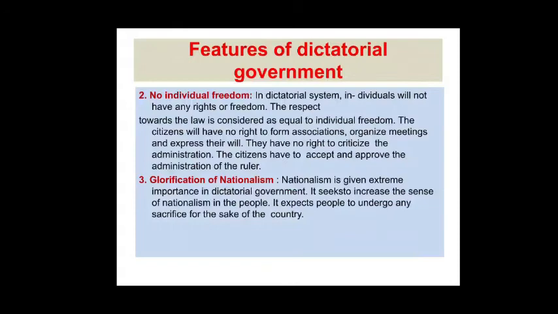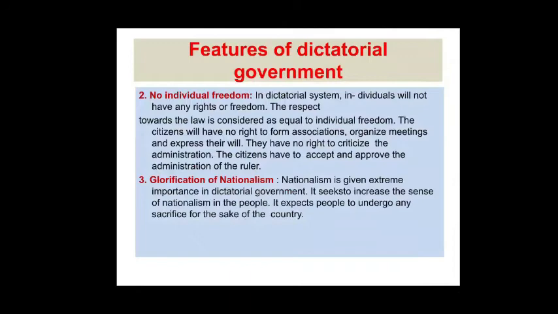Next, glorification of nationalism. In a dictatorial government, nationalism is given extreme importance. It seeks to increase the sense of nationalism in the people. It expects people to undergo any sacrifice for the sake of the country.